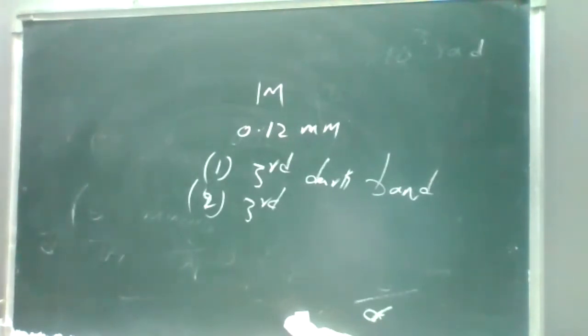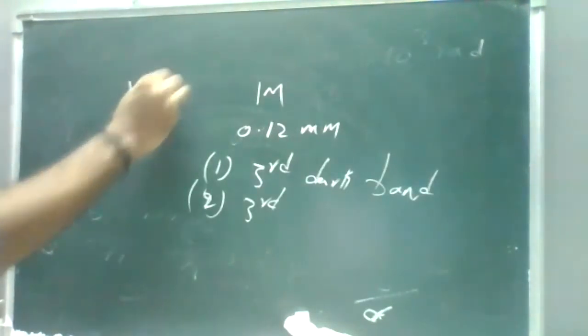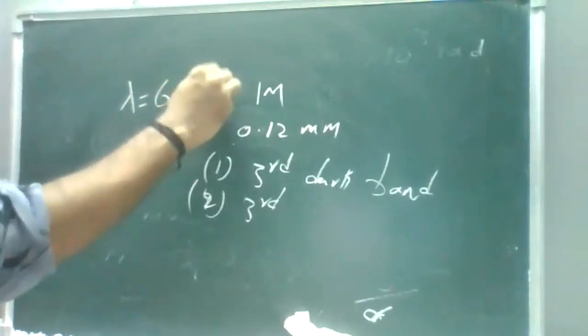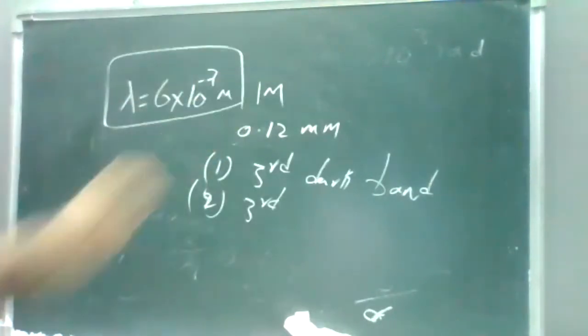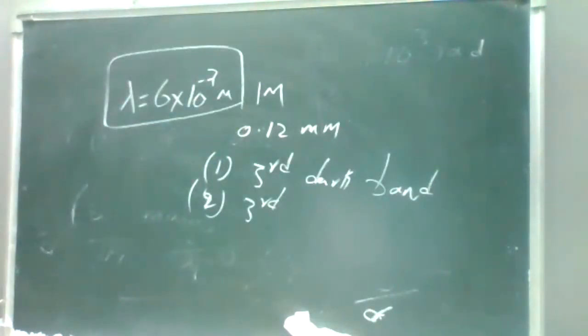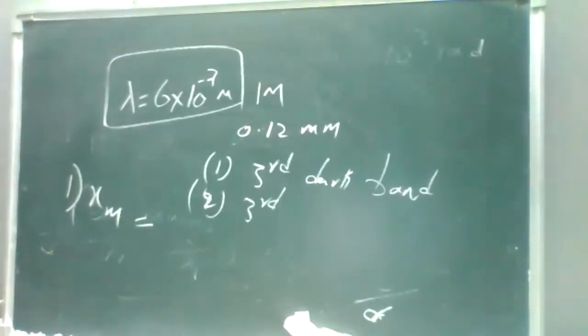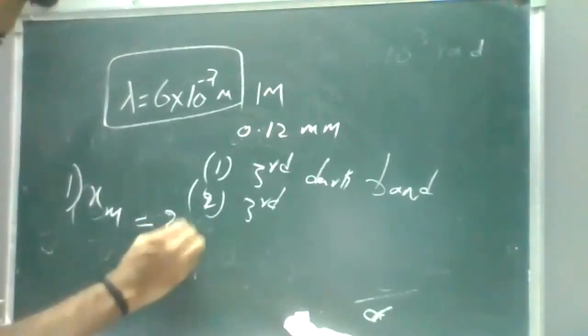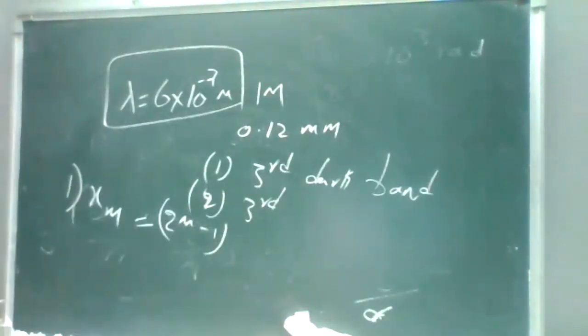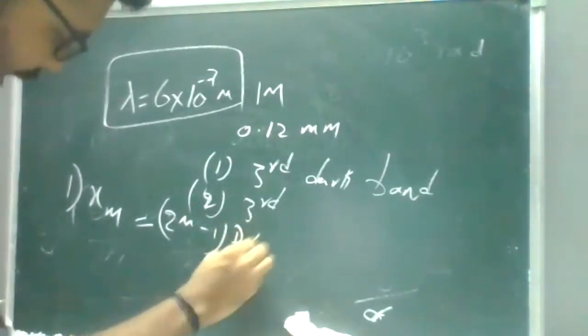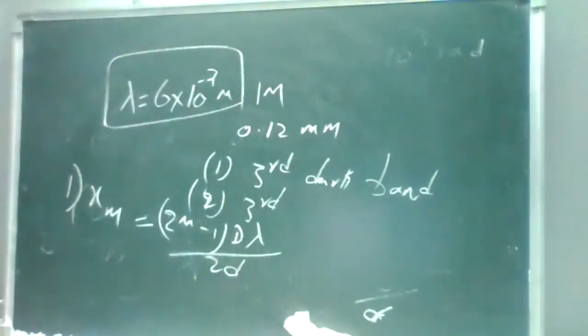And lambda is 6 into 10 power minus 7 meters. So for the darker bands and the brighter bands, first of all for the darker band, xm is equal to (2m minus 1) into capital D lambda by 2d.